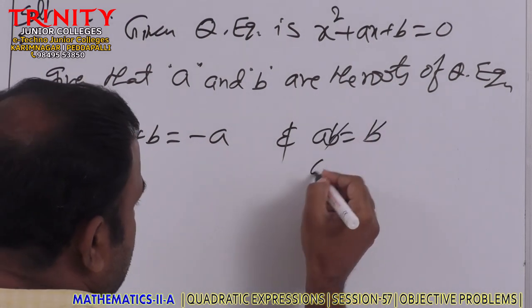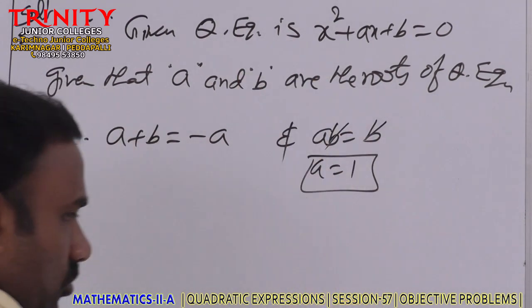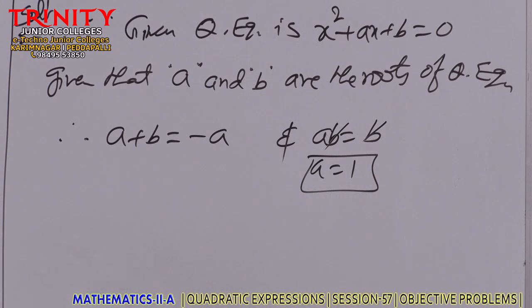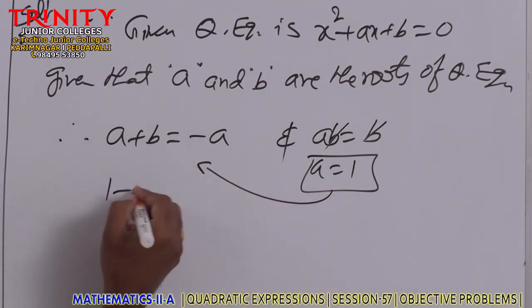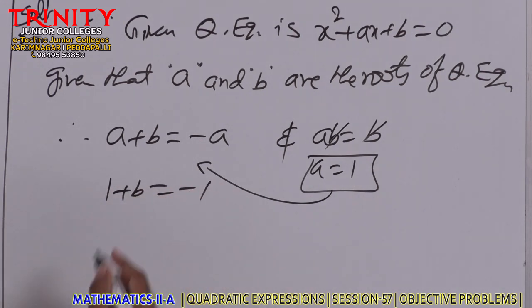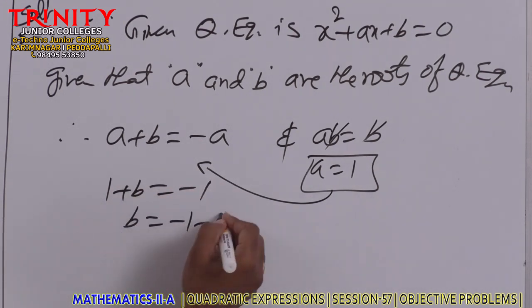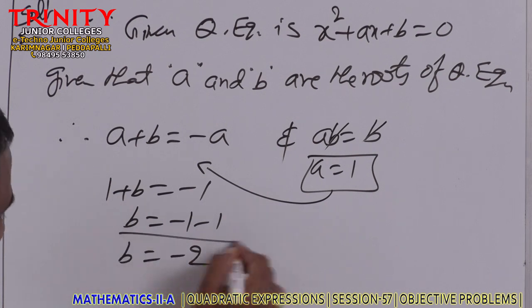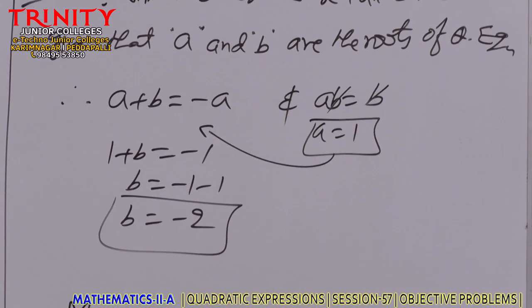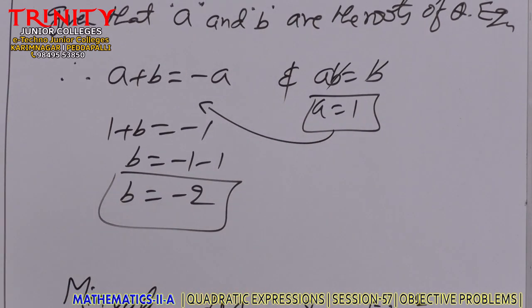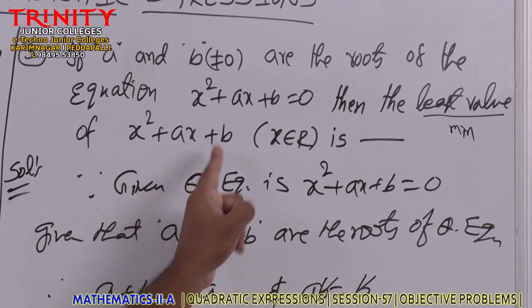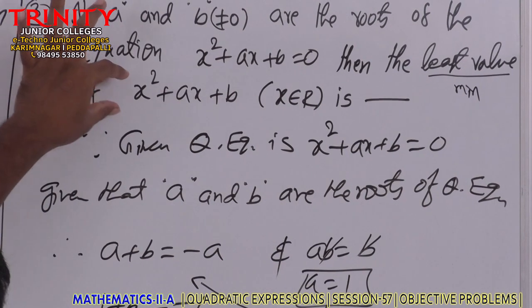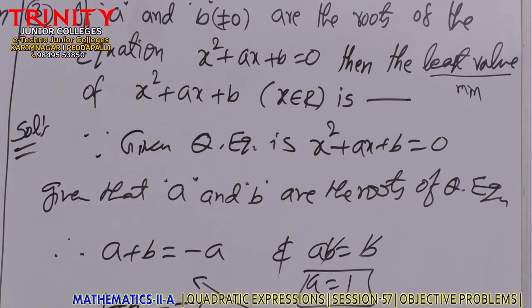Therefore, b gets cancelled, then we'll get a is equal to 1. Now we got the value of a. Replace that a value here. 1 plus b is equal to minus 1. Then b is equal to minus 1 minus 1, that is nothing but b is equal to minus 2. After getting the values of a and b for the same quadratic equation, see x square plus ax plus b, here also x square plus ax plus b. For this, he was asking the minimum value.